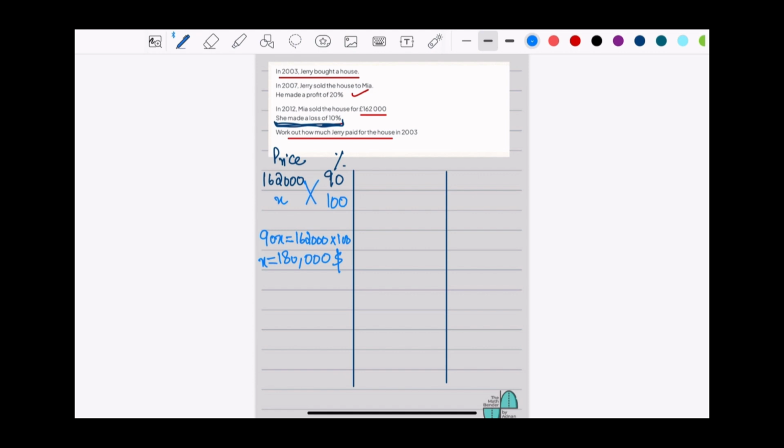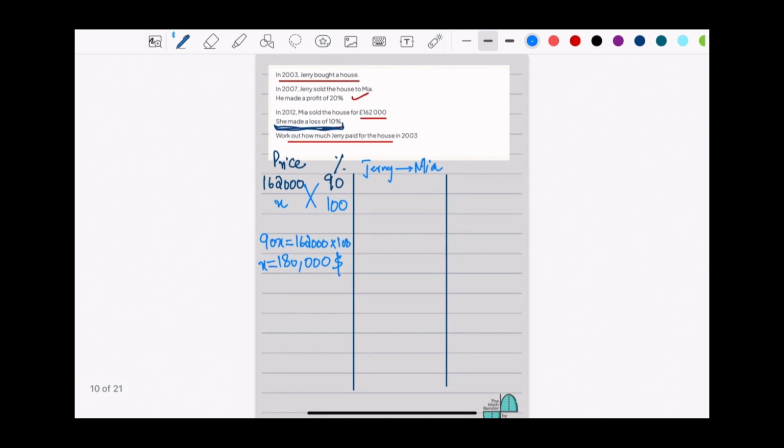So let's take out from Jerry to Mia. Now this price is 180,000, which Mia had bought at and Jerry had sold at. But Jerry had sold this with a profit of 20%. So this was the profited price for Jerry. So in terms of Jerry, it is going to be 120%, which is after the profit. And you have to find out the original price, which is 100% again, which is X.